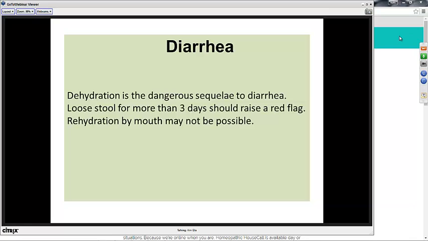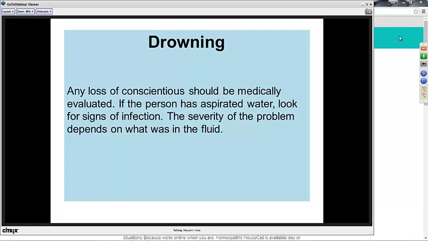All right. We're clear on questions. Okay, so drowning. If a person's been pulled out of the pool or wherever, they need to be medically assessed. Definitely, if there's any kind of loss of consciousness, they need to be medically evaluated. You can't just pull them out of the pool and say, okay, we're all good. If they've aspirated water, you've got to be aware of signs of infection because that kind of stuff is not supposed to be in your lung, and it causes all kinds of problems.